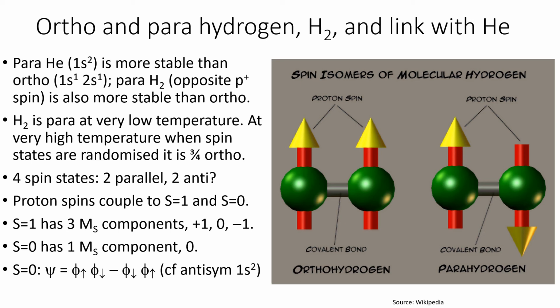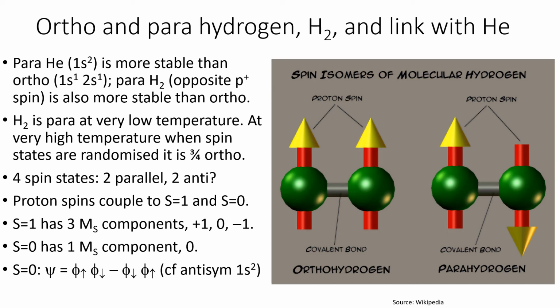And so again, if you look at a wave function for the up and down wave functions of the proton spinning up and down, what we see there for S equals 0 is exactly what we saw for 1s2 in helium, where you've got a spin up, spin down, minus a spin down, spin up. So this is the so-called anti-symmetrized wave function, such that when you exchange the particles and you exchange those spins, the total wave function changes sign.